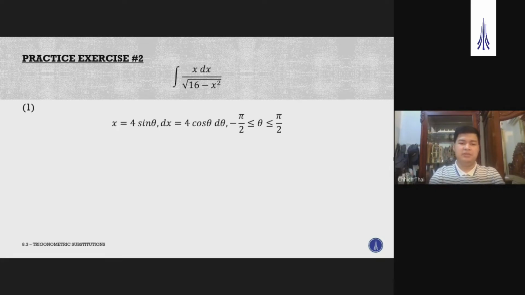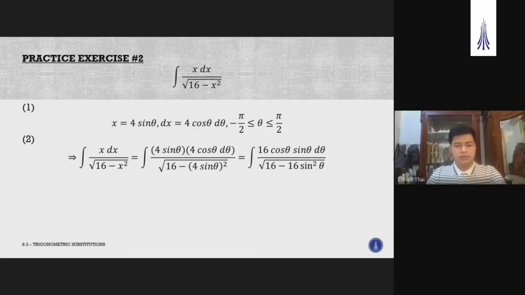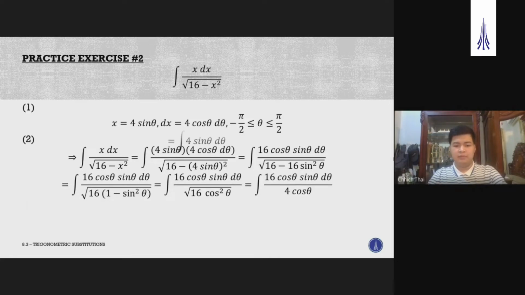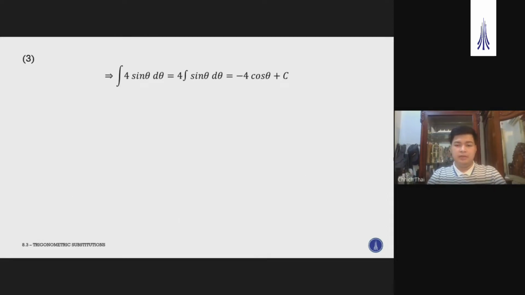Then we differentiate that, and we got 4 cosine theta, and we set the value for theta greater than or equal to negative pi over 2, but less than or equal to pi over 2. Then we insert the substitution and the differential into our integral and simplify it down, and we got the integral equal to 4 sine theta. And then we solve the integral, and we got the answer of negative 4 cosine theta plus c.